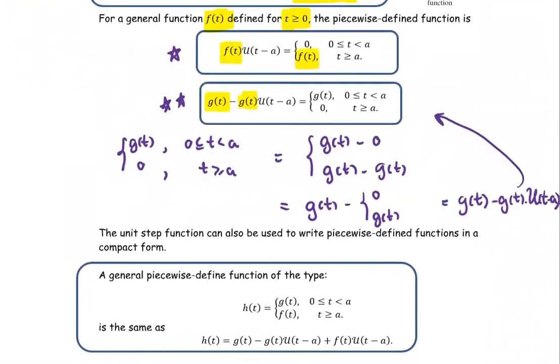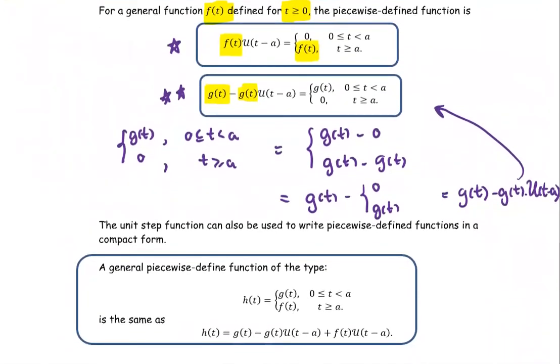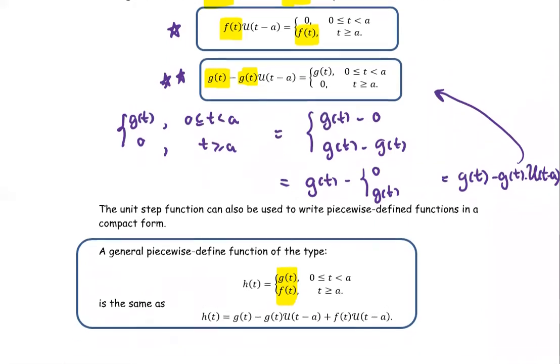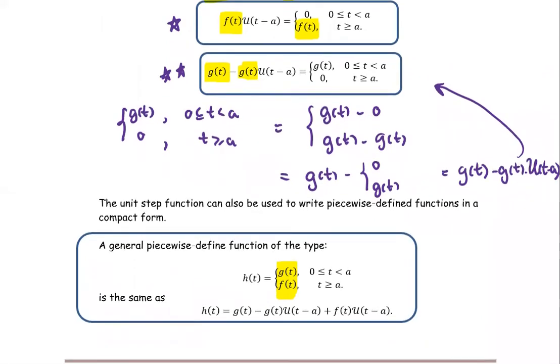In this way, we can use the unit step function to write the piecewise defined function in a compact form. In the case that both piecewise defined functions here are not 0, in terms of the function g and the function f, we see this as the sum of two piecewise defined functions: the first one is g(t) and then 0, plus the second one as 0 and f(t).